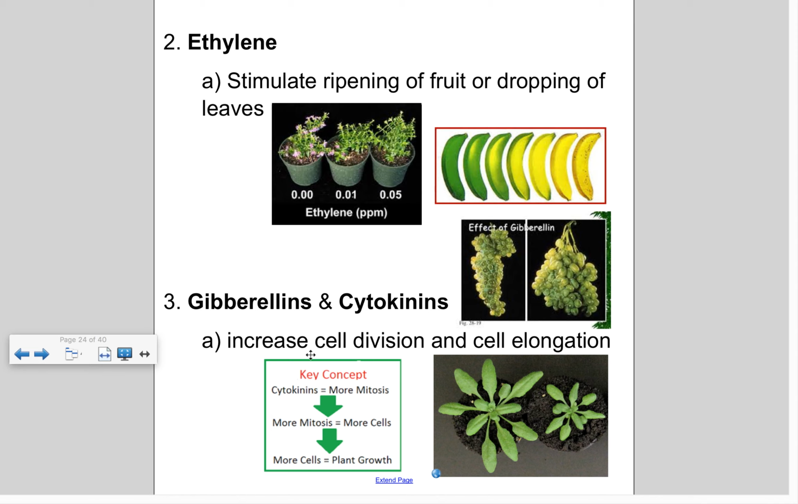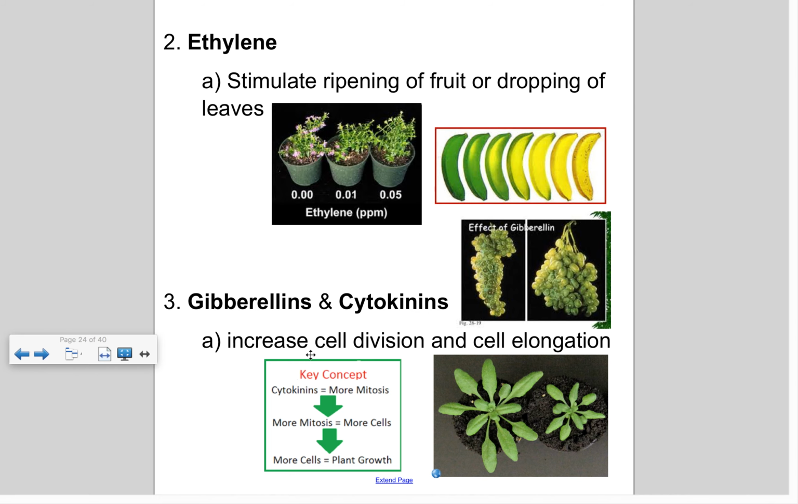All right, the last 2 are very similar to each other. They both increase cell division and cell elongation, and those are the gibberellins and the cytokinins. Basically, they stimulate mitosis, and when you have more mitosis, then you have more cells, and when you have more cells, the plant grows. So it just kind of makes sense.